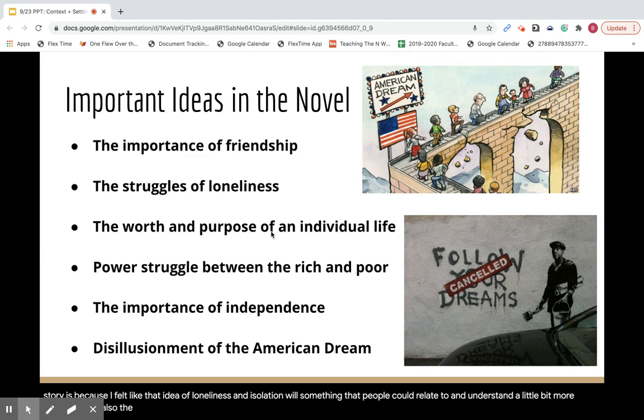There's also the worth and purpose of an individual life. What exactly is one person capable of? How exactly can one person or one decision make a significant difference in everything that happens?